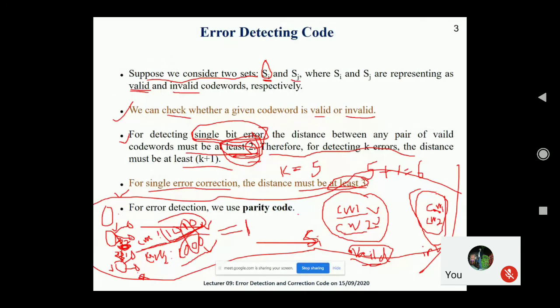See here, you can extend this for error correction. Obviously, for single bit we require at least two differences. For k errors, the distance must be at least k plus 1. Now when we are talking about single error correction, 2 is already there for detecting the error, because without detecting you cannot correct. So 2 is already there.